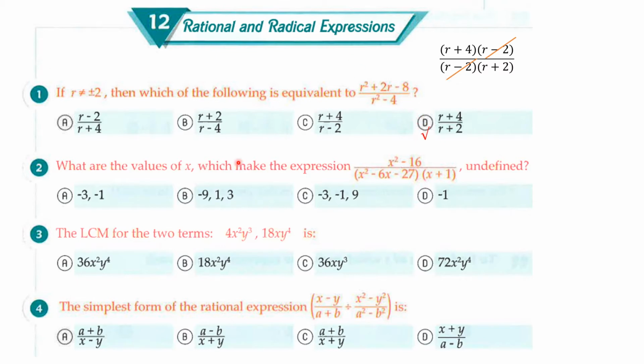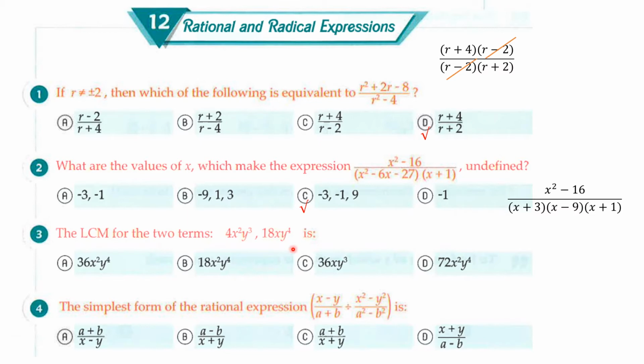What are the values of x which make the expression undefined? So you need to factor this. The numerator is not a problem. It doesn't have any root or anything. The denominator is a problem because it cannot equal 0. By factoring, you will get x plus 3, x minus 9, and x plus 1. So x cannot equal negative 3, x cannot equal 9, and x cannot equal negative 1. So your answer is C.